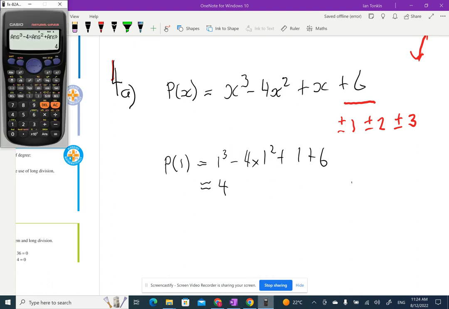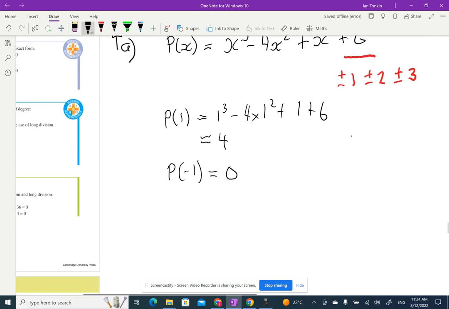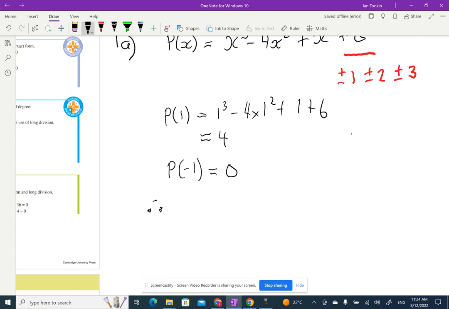So now I just go negative 1, and I use the negative button, negative 1, press return. That's my answer. I'm going to go back up, try it, and P of negative 1 equals 0. So therefore, x plus 1 is a factor.